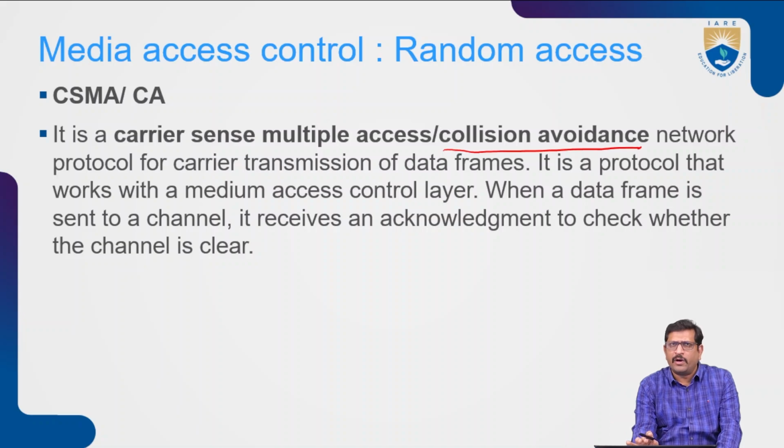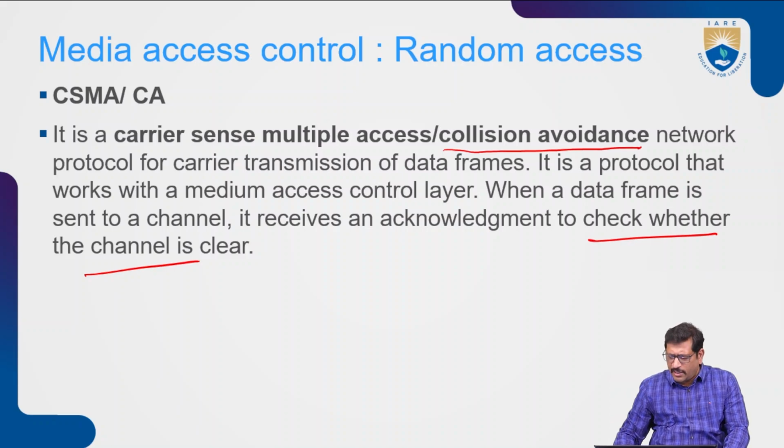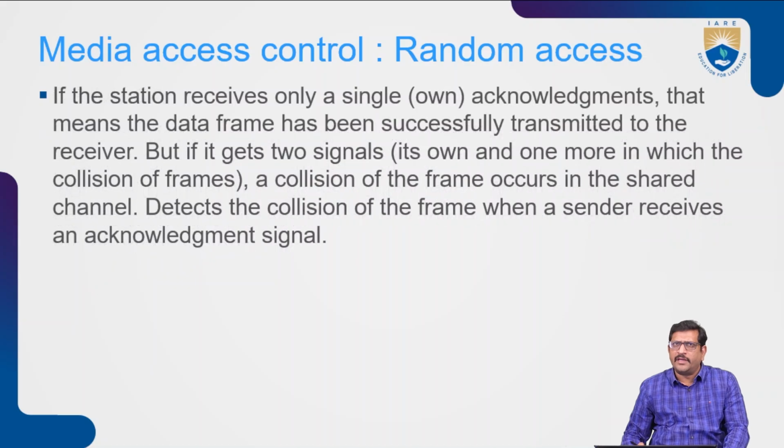It is a networking protocol for the carrier transmission of data that works with the medium access control layer. When a data frame is sent to a particular channel, it receives an acknowledgement to check whether the channel is clear. If the channel is clear, only then is the data sent. If the channel is not clear, the transmission stops. If the station receives only a single acknowledgement, the data frame has been successfully transmitted to the receiver.